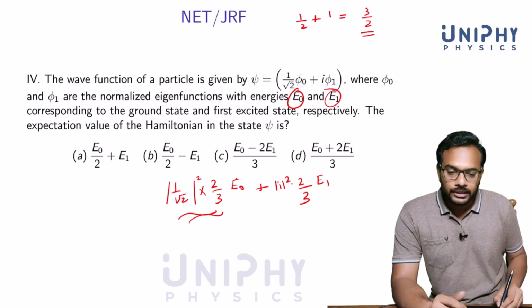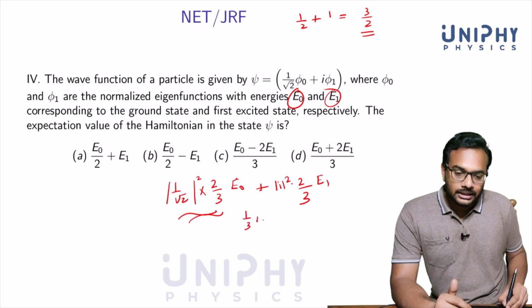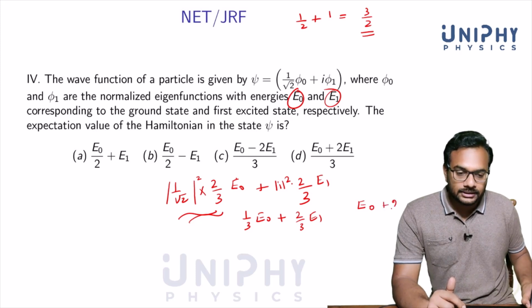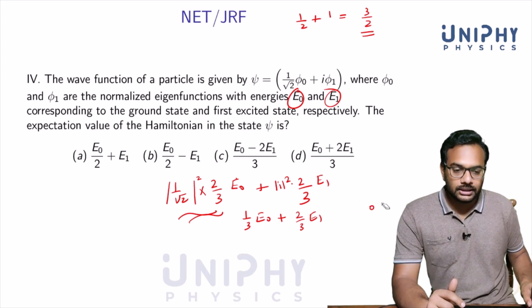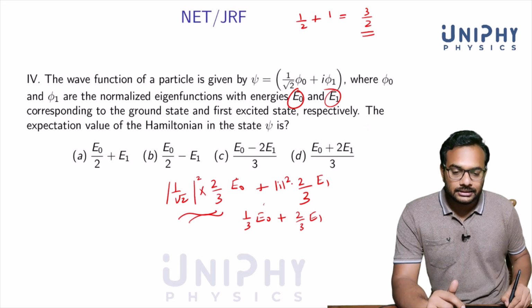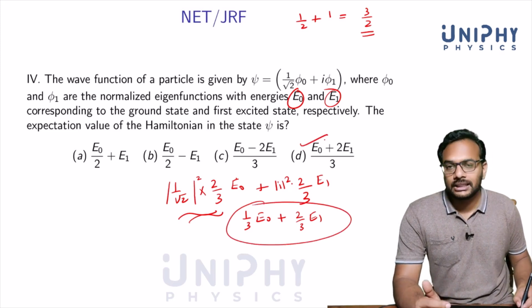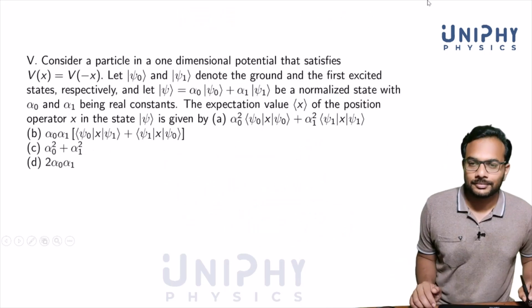So this is 1 by 2 multiplied by 2 by 3, that becomes 1 by 3 E0, plus modulus of i square is 1, times 2 by 3 E1. So it's actually E0 plus 2 E1, sorry, I should write it here. It's E0 plus 2 E1 divided by 3. So it's option D.